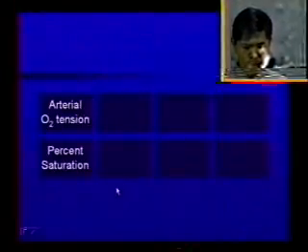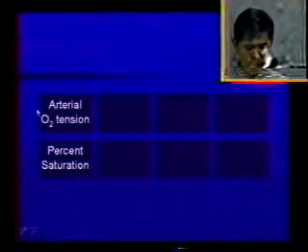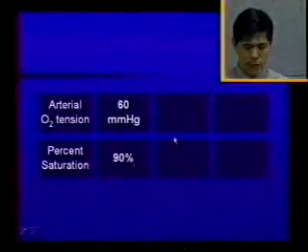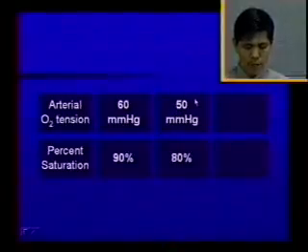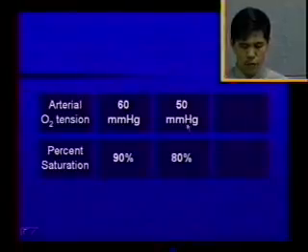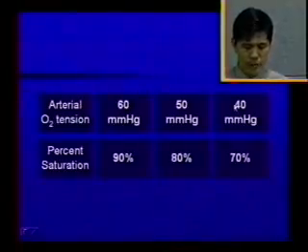So let's just put this in a table. So here we go. We have here the arterial oxygen tension. And if it's 60, the percent saturation should be 90. As you go down, as you could see here, we're really going very, very low on our tension. At 50, you have 80. At 40, which is the venous oxygen tension, then you're going to have 70.